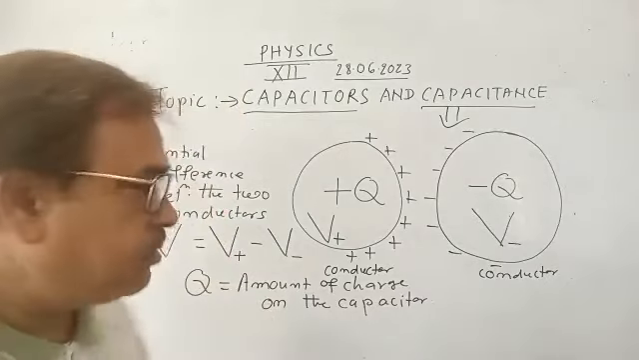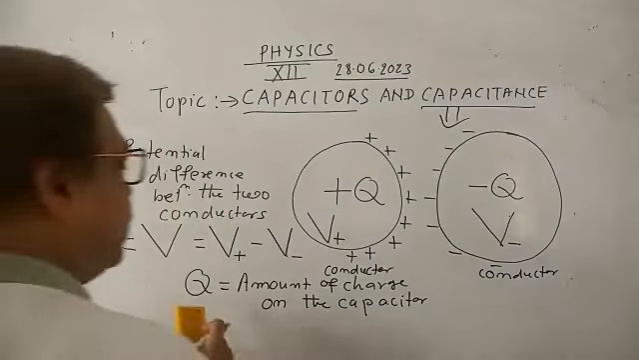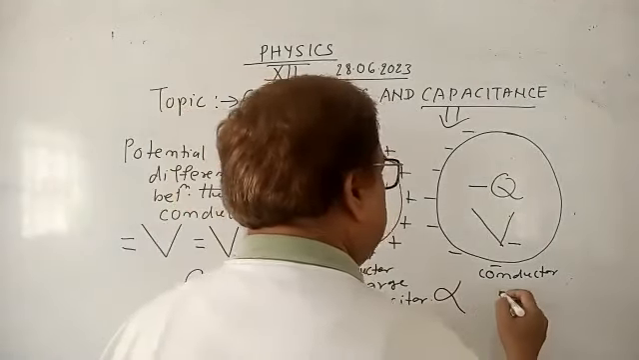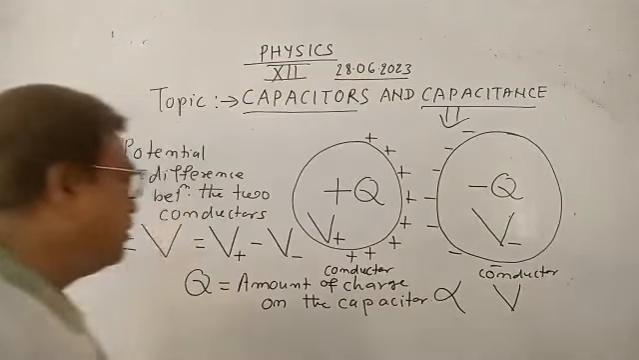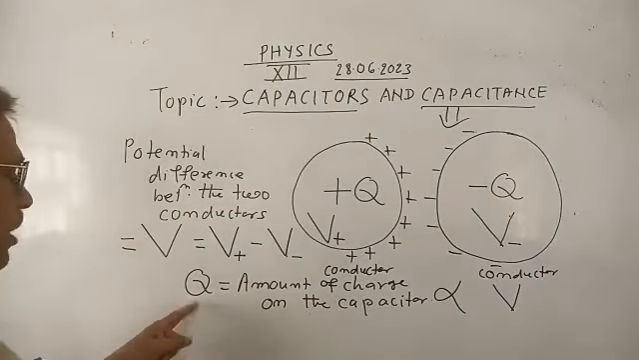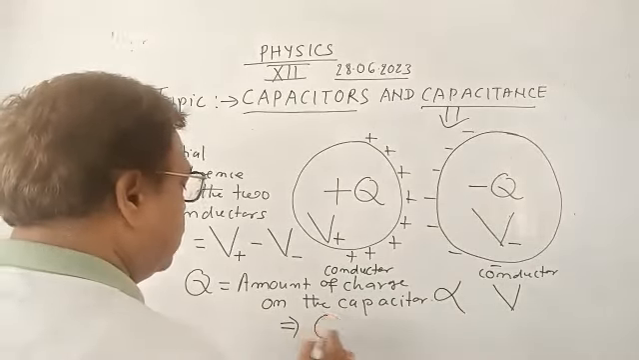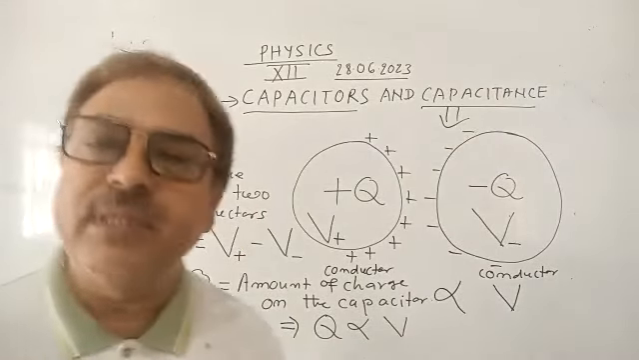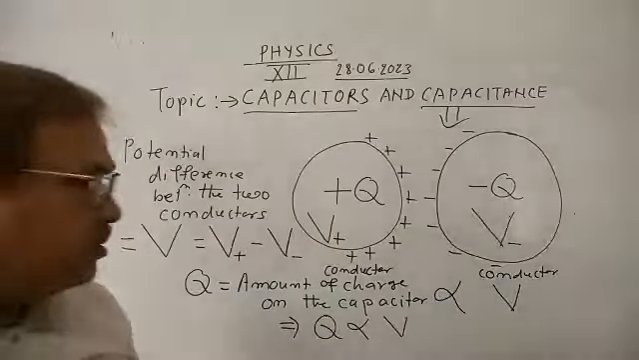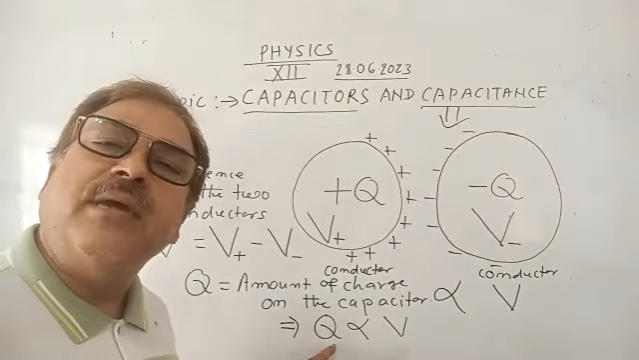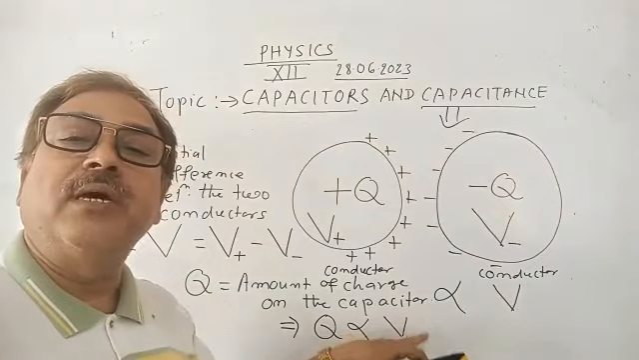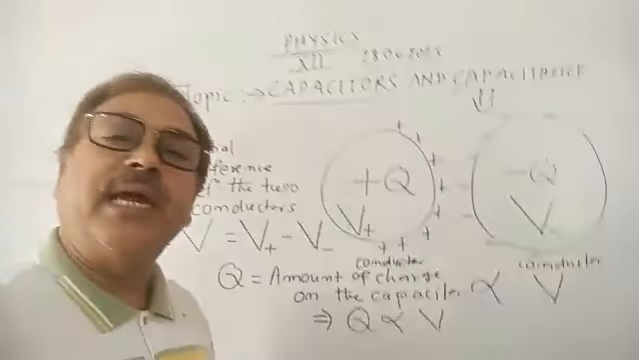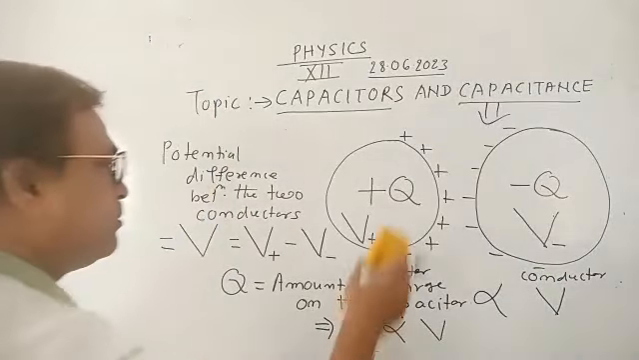And this very Q, the amount of charge stored on the capacitor, is directly proportional to the potential difference. So the total Q is directly proportional to the potential difference between the two conductors. If the amount of charge stored by the capacitor is directly proportional to the potential difference of the two conductors, we will write here one new equation.